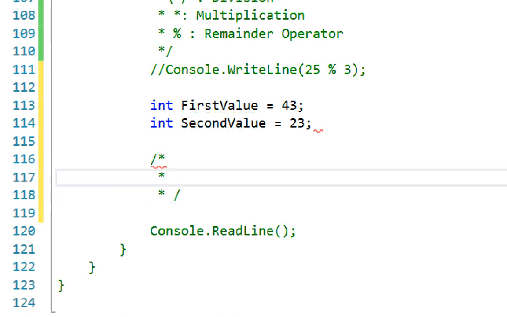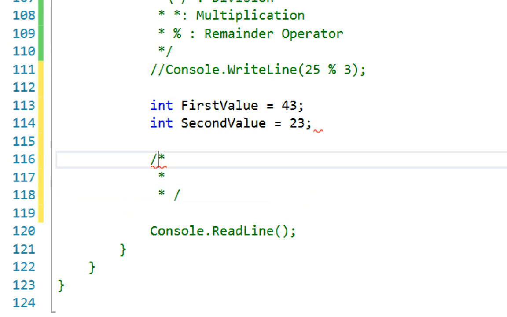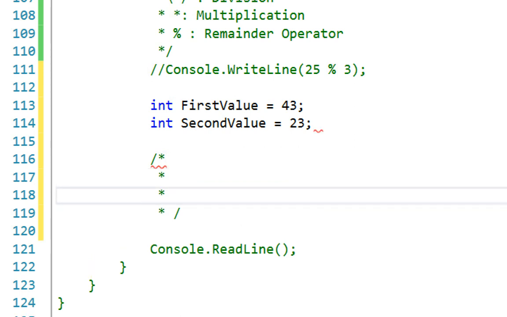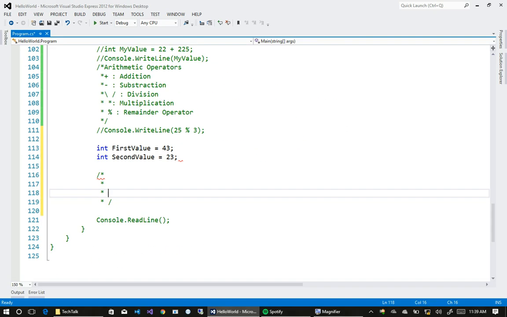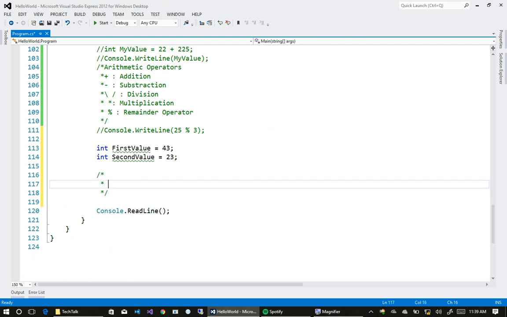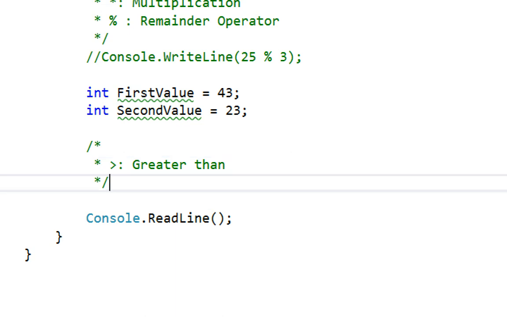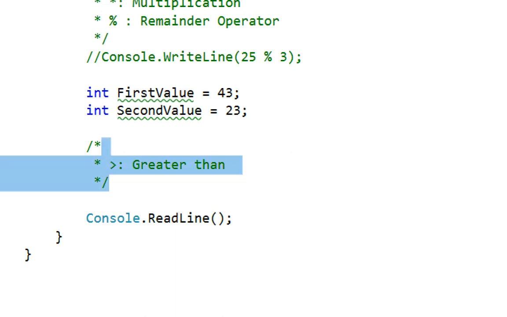So the first one is the greater than. This compares two values. Instead of having to write it this way, let me do this.